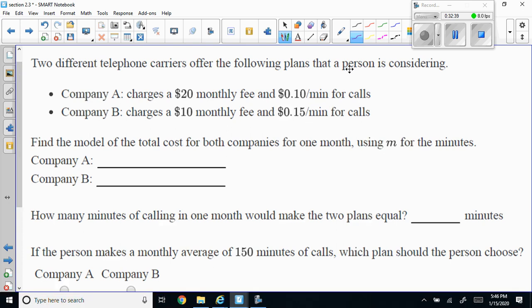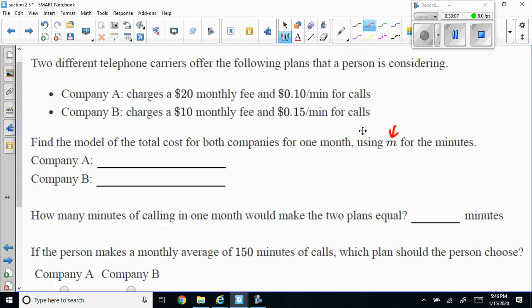All right. So we've got 2 different telephone carrier plans that someone's considering. The first one is Company A, which charges a $20 monthly fee plus 10 cents per minute for calls, and then the other has a 10 dollar monthly fee and then 15 cents per minute for calls, right? So they say, okay, find the model of the total cost for both companies for 1 month using m.